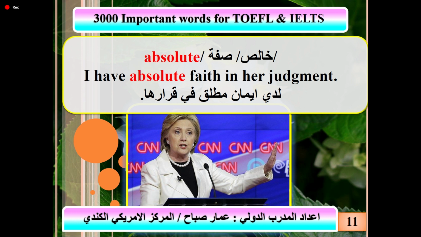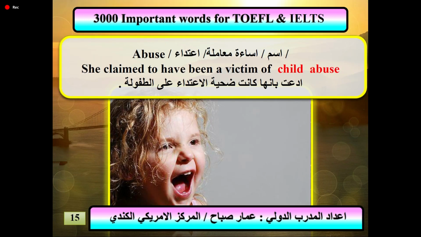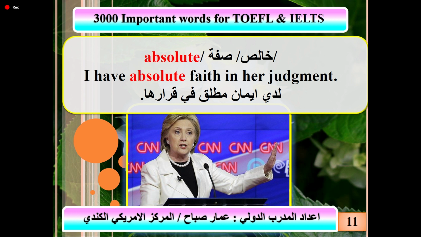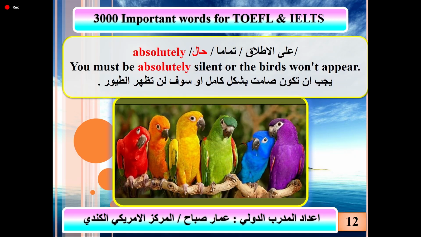The next one we have is absolutely. Absolutely means completely, بشكل كامل. Adverb, حال. The adverb always ends with what? With ly. دام الحال بيانتهي بly. Clear? واضح.